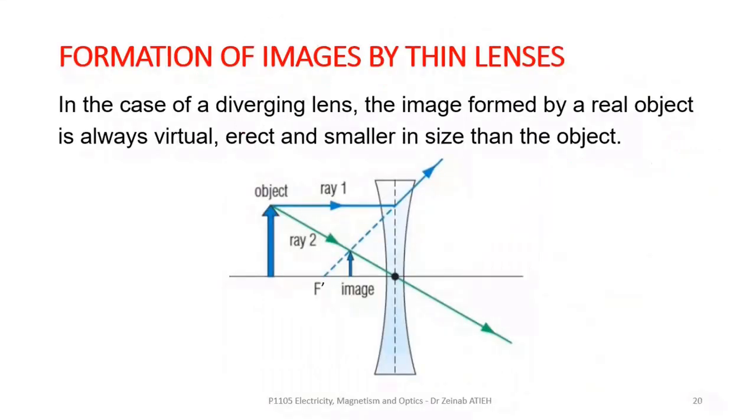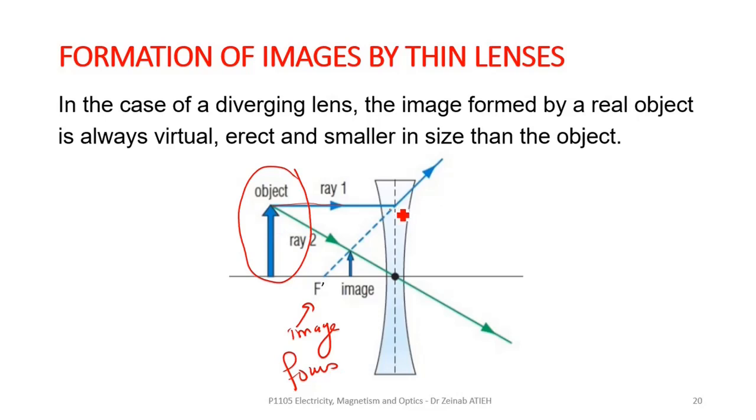What happens for a diverging lens? What do we have to keep in mind? For a diverging lens, a real object will always give a virtual image. This is the thing that I have to keep in mind. If I have a real object, so you can see this is a real object, and I have to find the image, I draw two rays. Ray 1 is parallel, and it passes through the image focus. So this is the image focus.